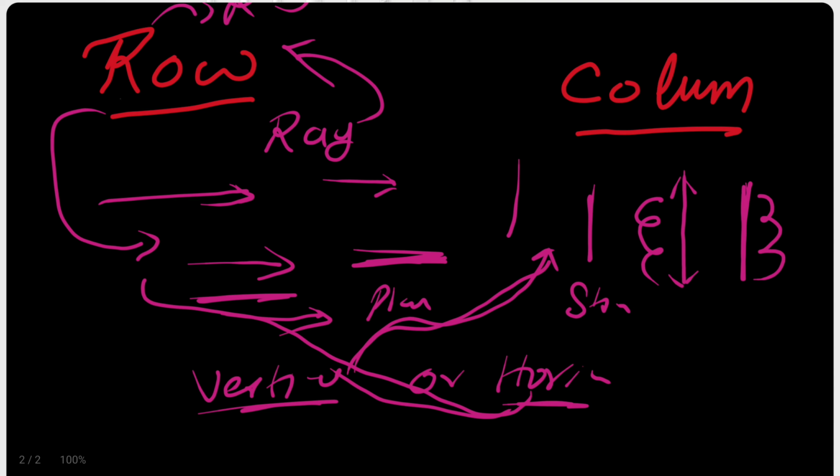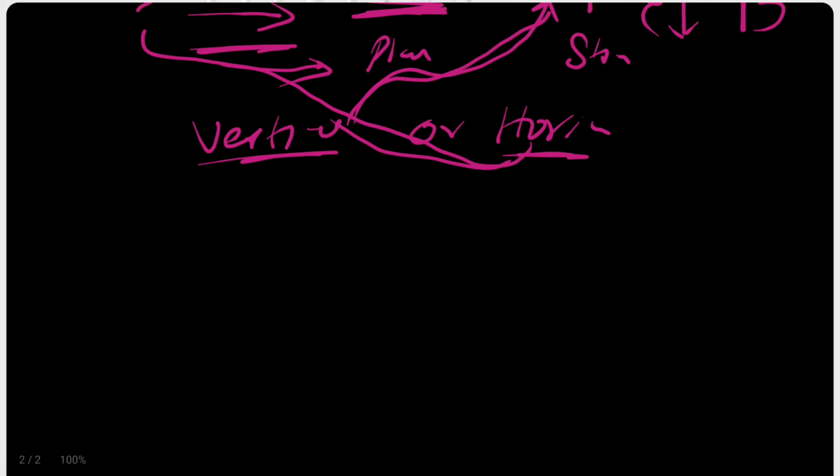Otherwise we can remember this: row means ray, which is like that. Column means climbing the tree. It is like that. Is it clear? Right. So let me ask you some questions.